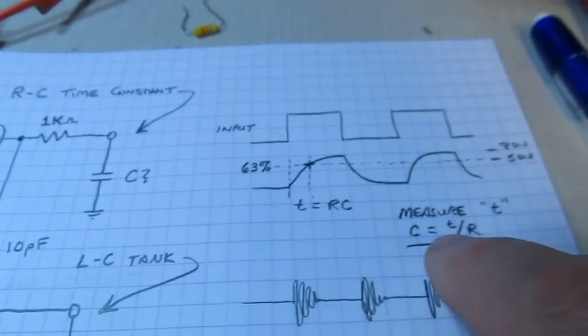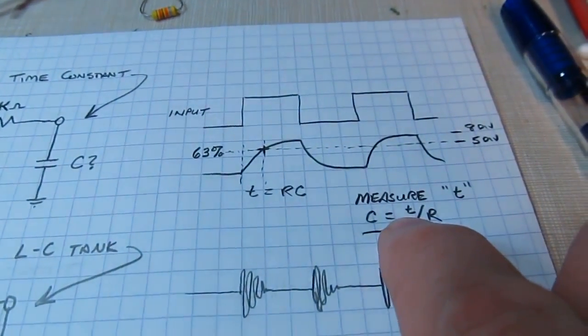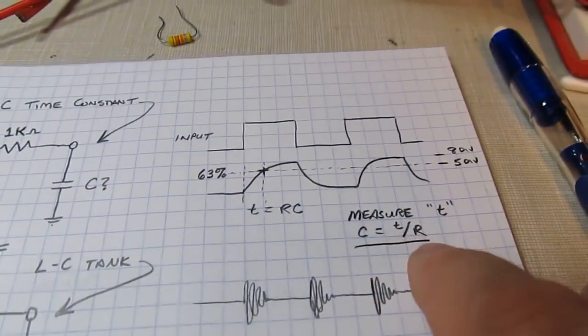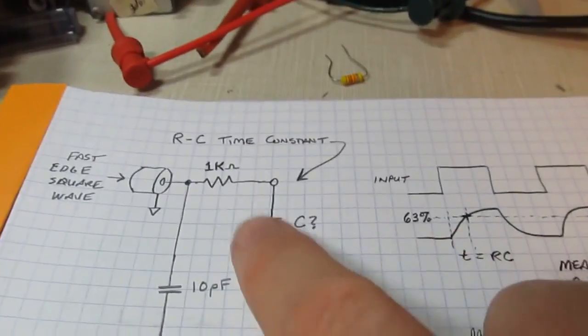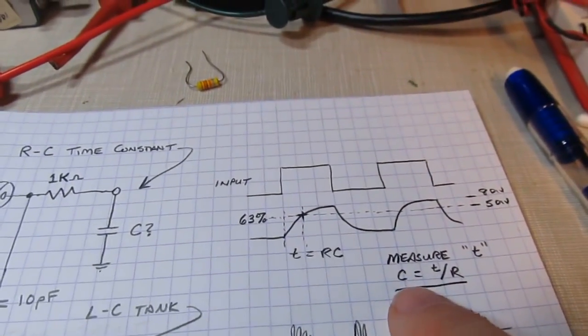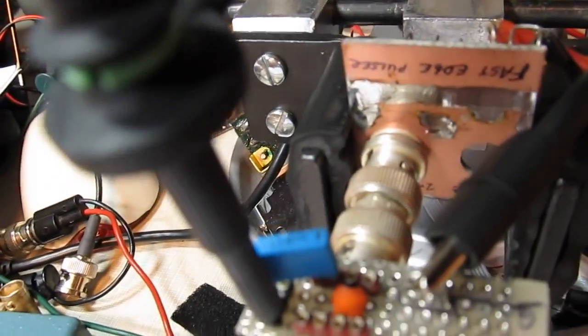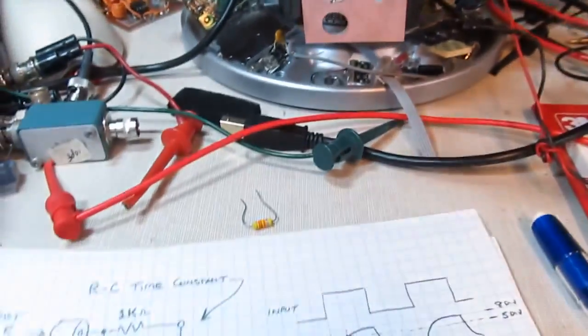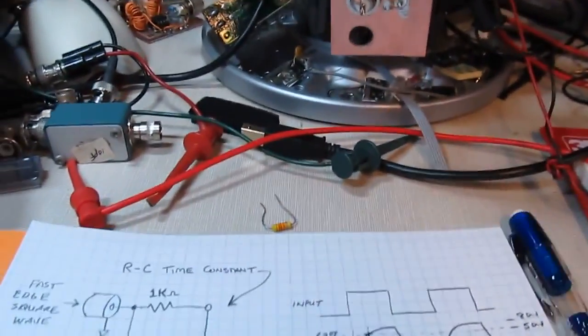And if we take a look at the equation here, if I know that that time is 1,000 nanoseconds, or 1 microsecond, and I know the resistor is 1,000 ohms, that means the capacitor is 1,000 picofarads, or 1 nanofarad, and that indeed is what it is. If we can focus in on that, maybe it says 1N on it. Okay, so that's how we measure the capacitors.